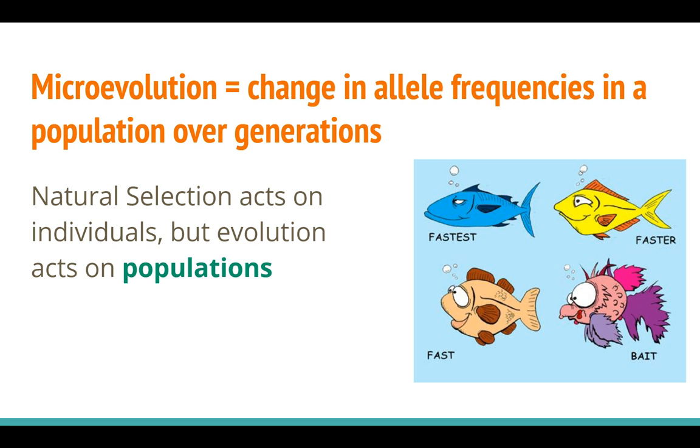Macroevolution looks more at those bigger changes. How do those branches of the tree actually diverge and become separate species? And we'll talk about that in just a couple days. We'll get to that part. But for now, we're just looking at how the process works on the small scale. How do these genetic changes happen over the course of multiple generations?